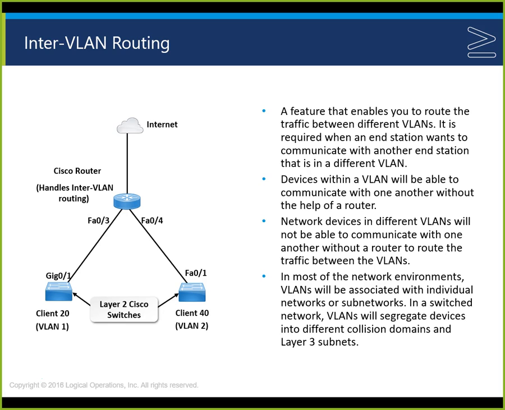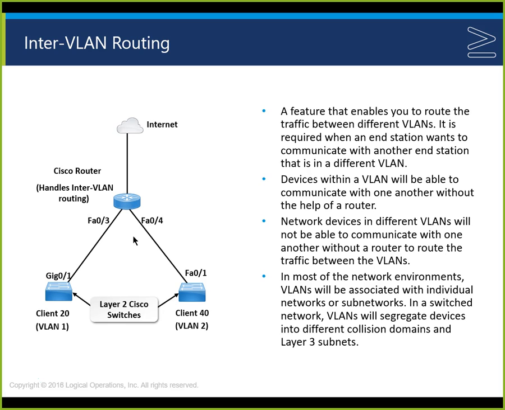It's required when the end station wants to communicate with another end station on a different VLAN. We know that. Within a VLAN, we'll be able to communicate with another one without the help of a router or some type of routing device. Devices in different VLANs will not be able to communicate with one another without a router. I don't know how many times you can say that on a single slide.